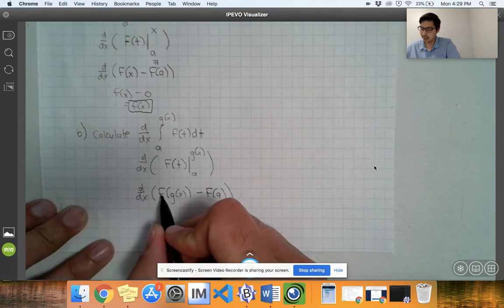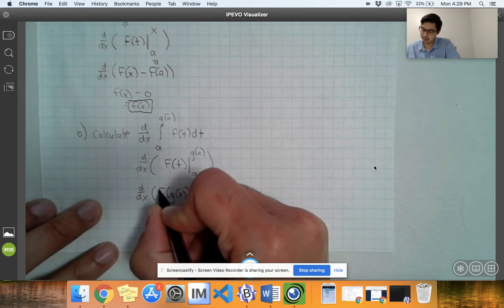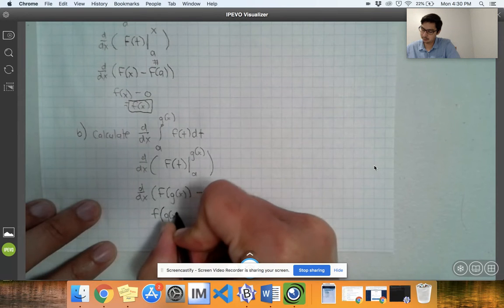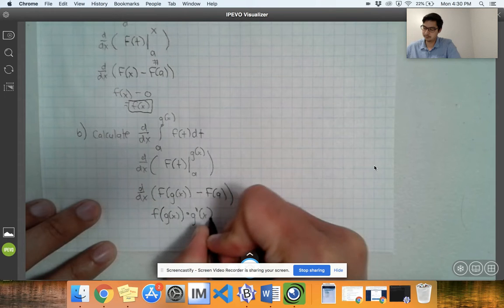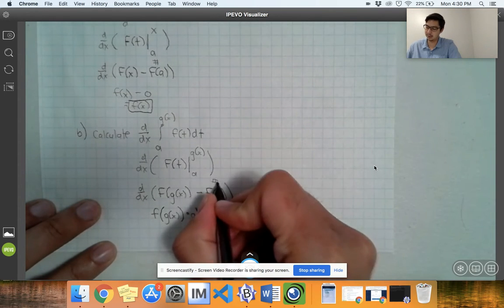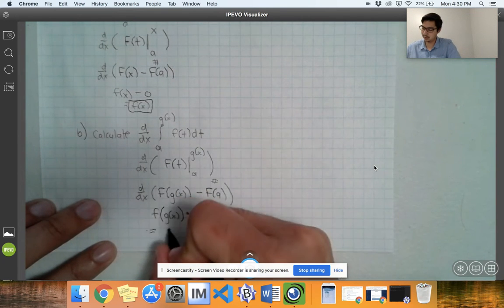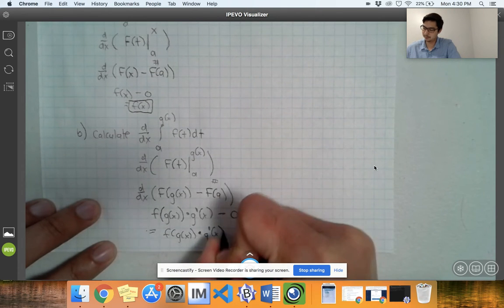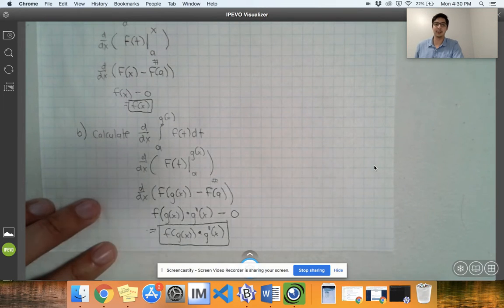So what's that say again? My chance to reiterate those words to you. The derivative of the outside, so the derivative of the antiderivative of f is just f, leaving the inside alone, times the derivative of the inside. There you go. And then we have the derivative of f of a, but that's just a constant, so that's going to go to 0. So what all this becomes is equal to f of g of x times g prime of x. And that's actually how you calculate the chain rule.